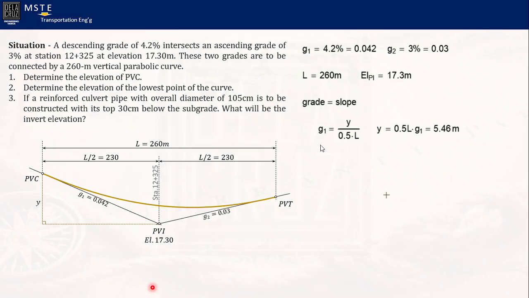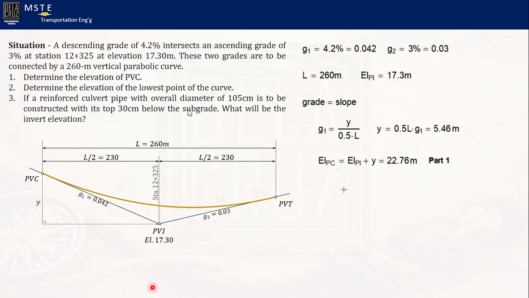Alright. Therefore, the elevation of PC is equivalent to elevation of PI plus the value of Y. Alright? Ito, 17.3 plus the value of Y, then that is the elevation of PC. Sabihin na lang nating PC, no? The same lang sila. That is 22.76 meters. This is for part 1. Alright? Very simple.